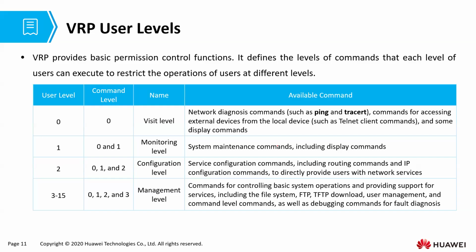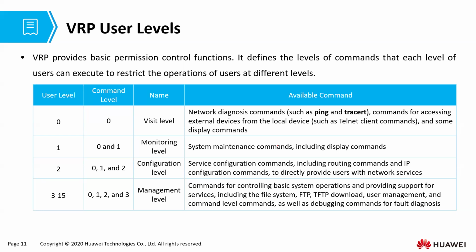User levels. Here we discuss VRP providing basic permission control functions, defining the levels of commands that each level of user can execute, to restrict the operations of users at different levels. So with these levels, it's basically a way of restricting sensitive commands. There are some commands that, when executed on a network device, can shut down the network.